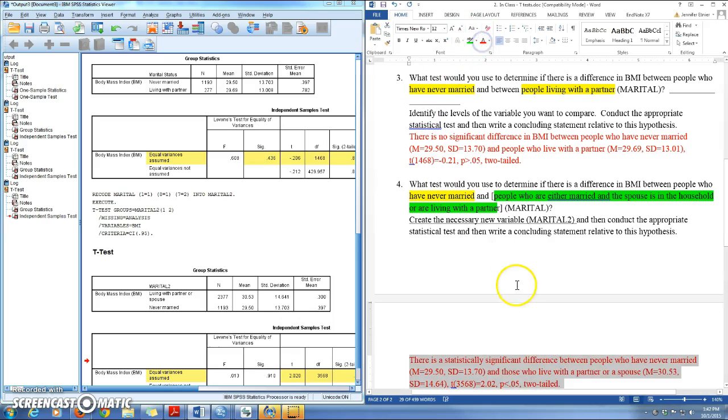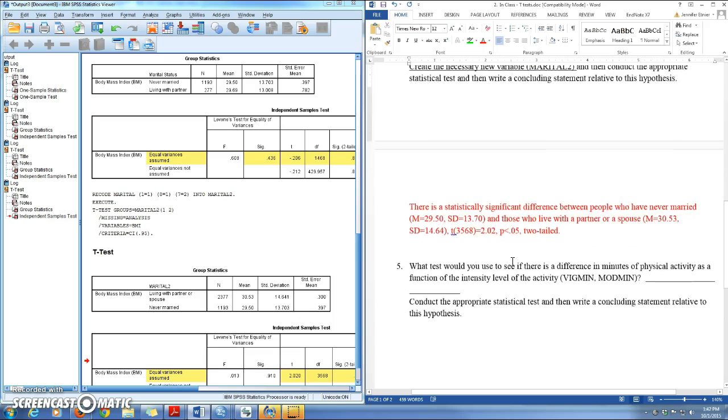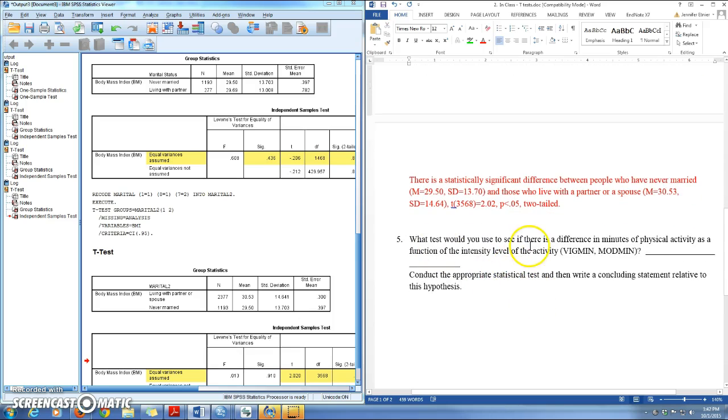So now let's go on to the fifth one. You guys are ready for this. The fifth one is, what test would you use to see if there's a difference in minutes of physical activity as a function of intensity level of the activity? And then it lists two variable names.